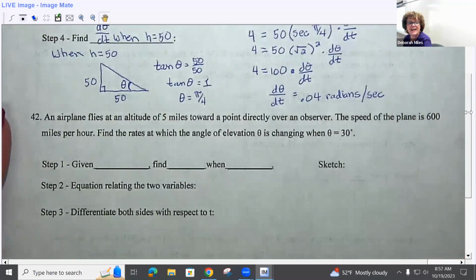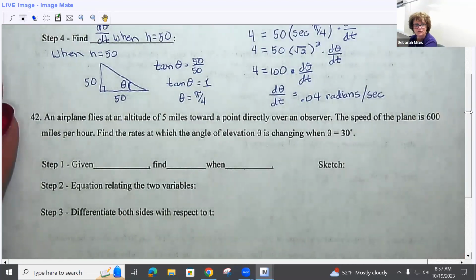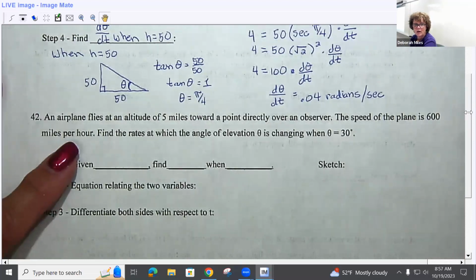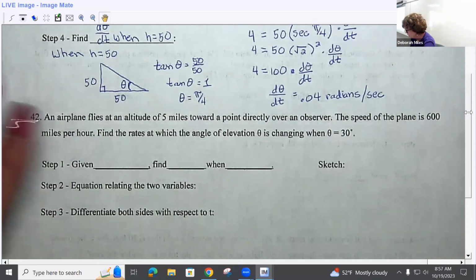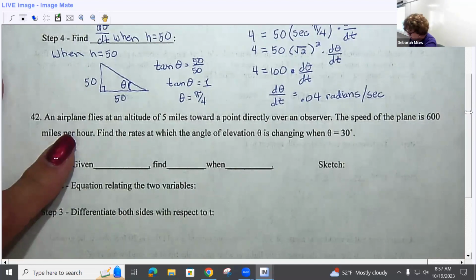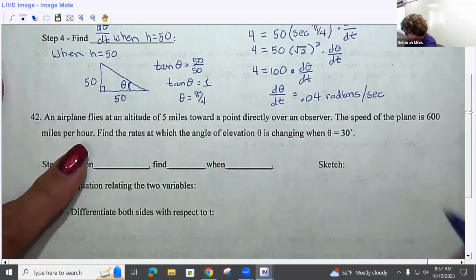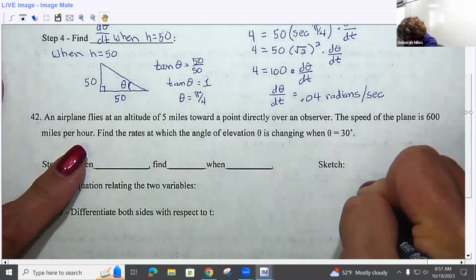42. An airplane flies at an altitude of 5 miles toward a point directly over an observer. So I have an observer.